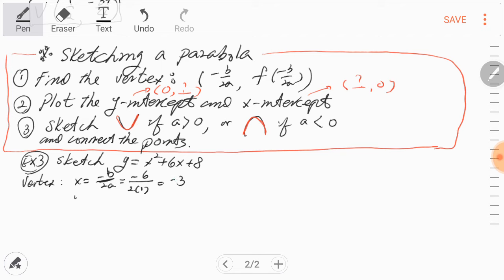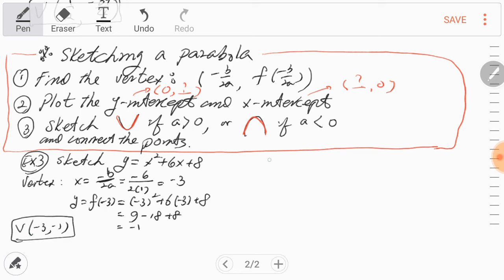How about the y value? The y value is f of negative 3. So negative 3 squared plus 6 times negative 3 plus 8. Then this is equal to 9 minus 18 plus 8. So that is equal to, negative 18 plus 8 is negative 10, so negative 1. So the vertex is what? x equals negative 3, y is negative 1. Okay, so we found the vertex.